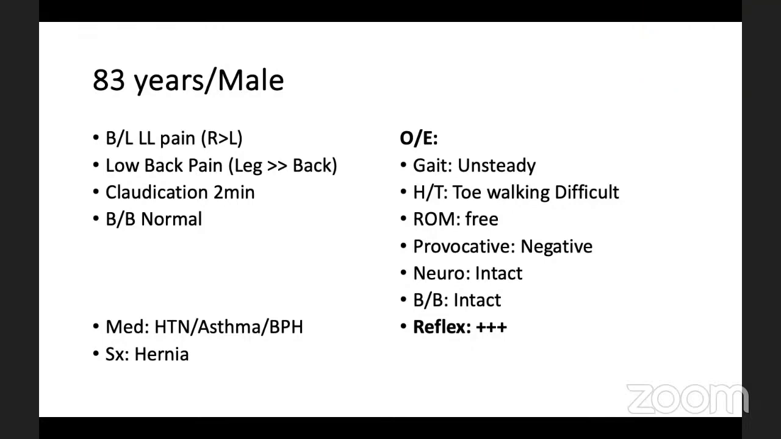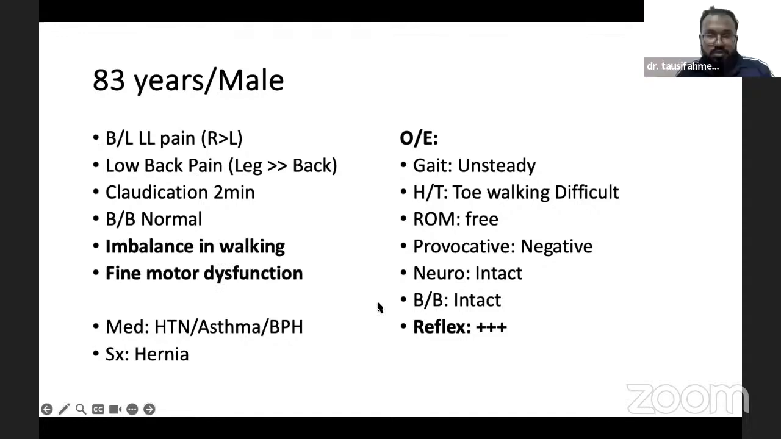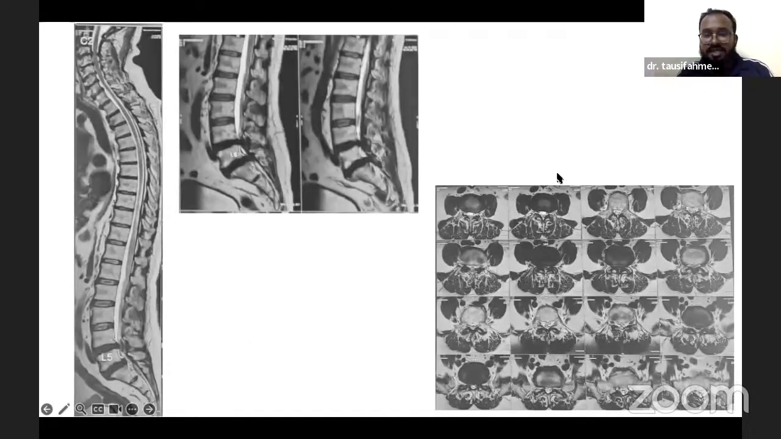Yeah. Kaushik, can we have the MRI over here? As Dr. Priyank correctly mentioned, the reflexes were brisk, and on detailed history, he was complaining of imbalance in walking and fine motor dysfunction of the hand. So this is the MRI for you.